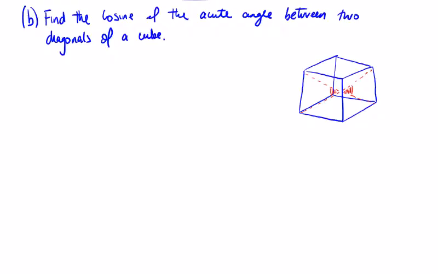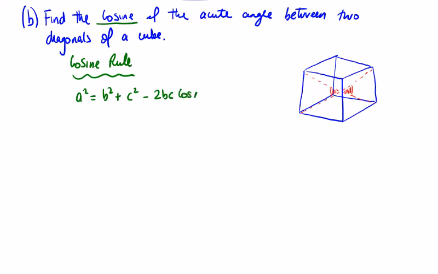The second part of this question: find the cosine of the acute angle between two diagonals of a cube. Clue in the question, cosine. So we're going to use the cosine rule in this question. And the cosine rule states that a squared is equal to b squared plus c squared minus 2bc cos A. That's where the cosine will come in. So these are all to do with the sides. A is the side opposite the angle, so that's that side there.